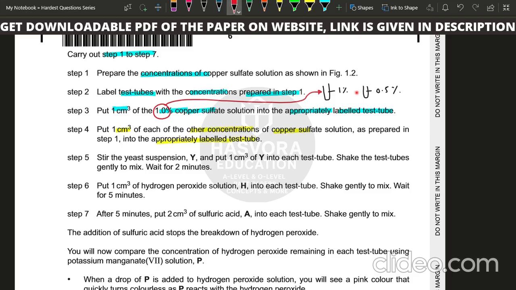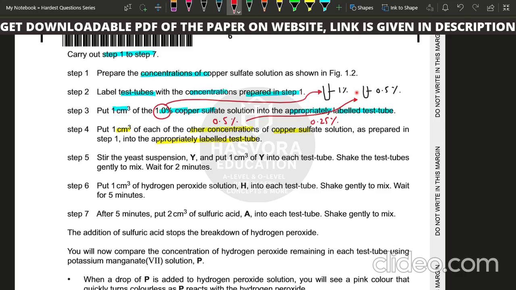Okay, so now you have to follow the same procedure. You have to put 1 cm cube of 0.5% into a test tube of 0.5%, the 0.25% into its respective test tube. Okay, and same for the other ones as well.